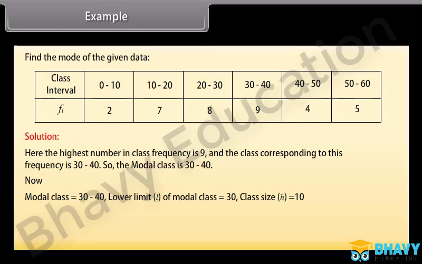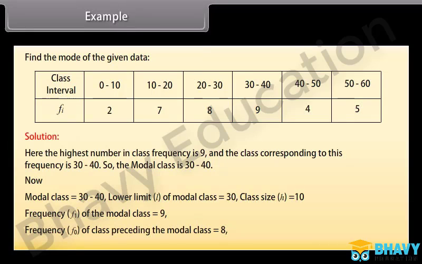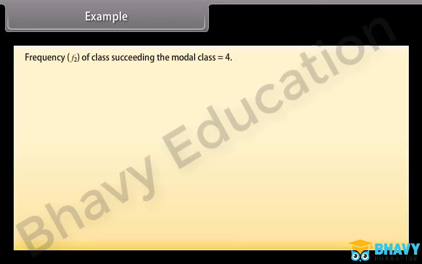Lower limit L of modal class is equal to 30. Class size H is equal to 10. Frequency F1 of the modal class equals 9. Frequency F0 of class preceding the modal class equals 8. Frequency F2 of class succeeding the modal class equals 4.